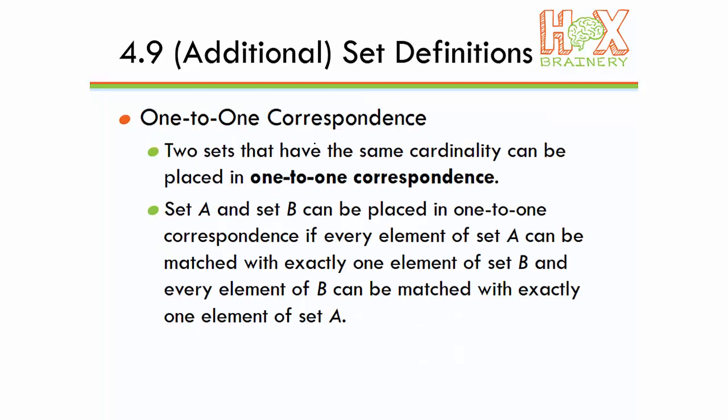One-to-one correspondence. Two sets that have the same cardinality, the same number of elements in them, can be placed into one-to-one correspondence. Set A and set B can be placed in one-to-one correspondence if every element of set A can be matched with exactly one element of set B, and every element of set B can be matched with exactly one element of set A.